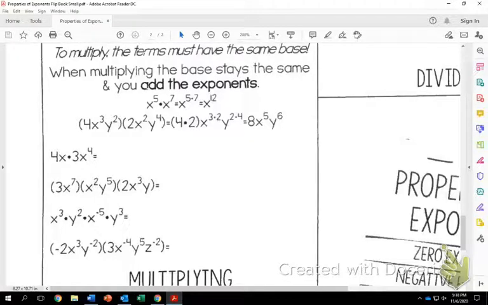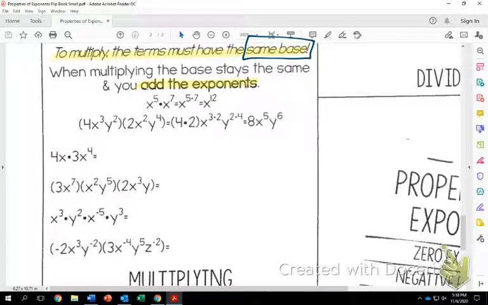It says to multiply the terms, you must have the same base. Okay, so if we had x and y, we would not be able to combine those. But let's say we had 2 x's and 1 y. Well, we would be able to combine the 2 x's because they have the same base. The sentence underneath it says, when multiplying, the base stays the same and you add the exponents. In fact, it's actually bolded for you. So when you're multiplying, you add exponents.